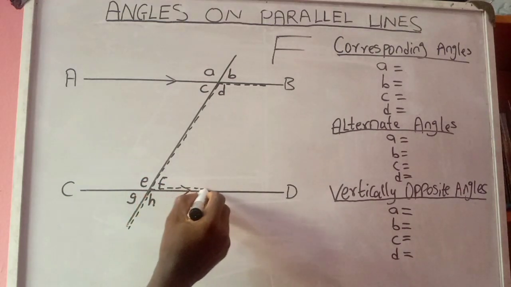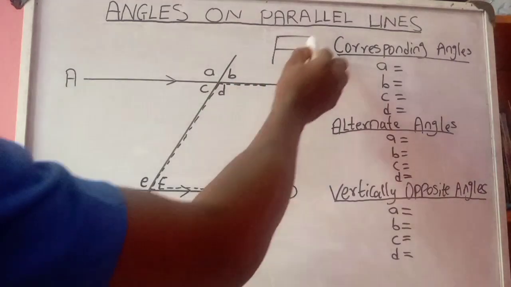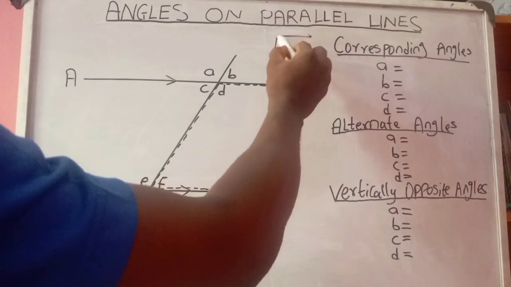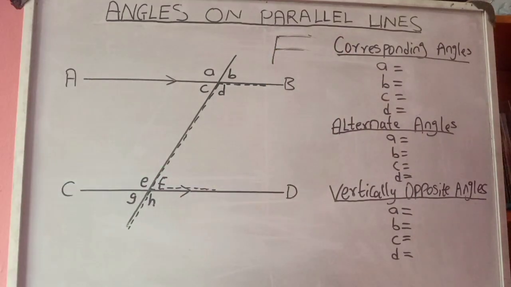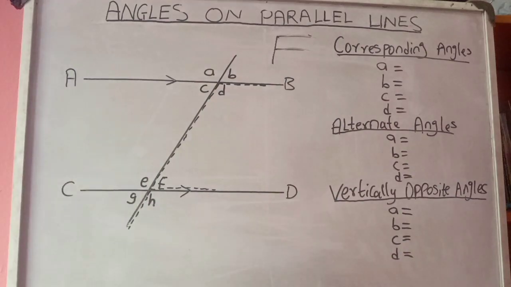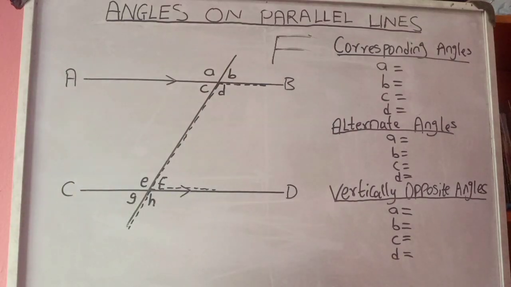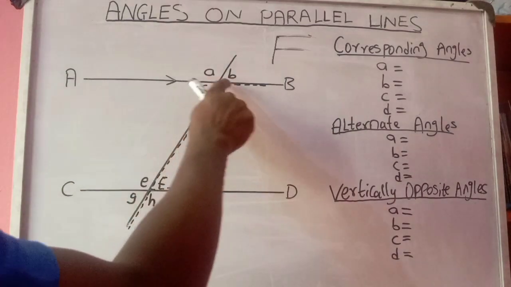Okay. You can see that it looks quite like F. Okay, and this F has two hands, this and this. So to get the corresponding angle after producing your F, but you must not do this in your questions. Once you understand it from this channel, you don't need to be drawing lines whenever you're solving questions.